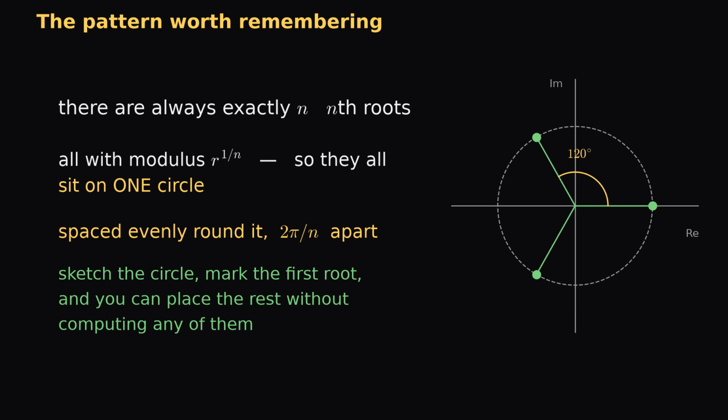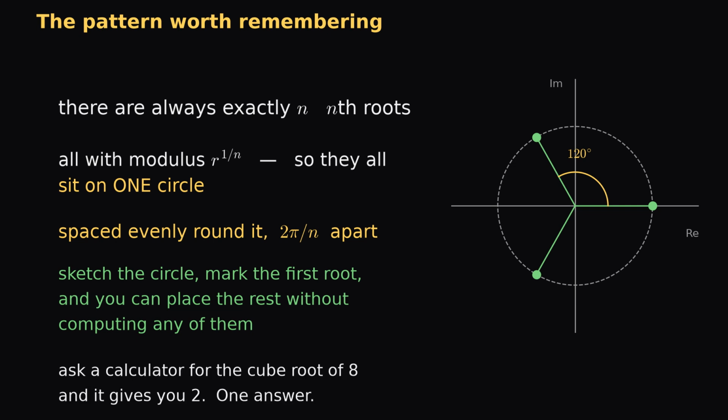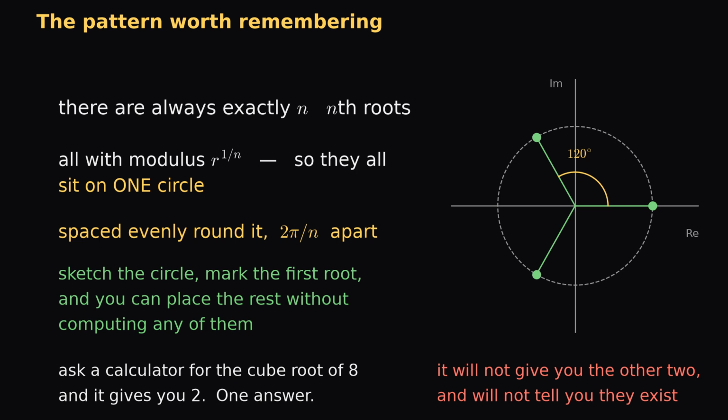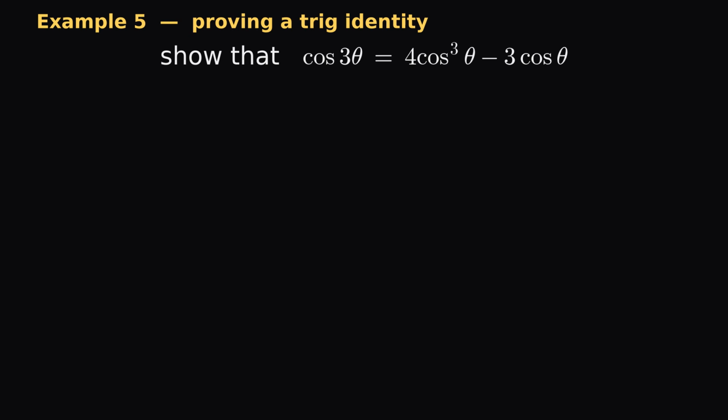And this is worth saying plainly. Ask a calculator for the cube root of 8, and it gives you 2. One answer. It will not give you the other 2, and it will not tell you they exist. De Moivre does. Example 5. And this is the second thing de Moivre is for.